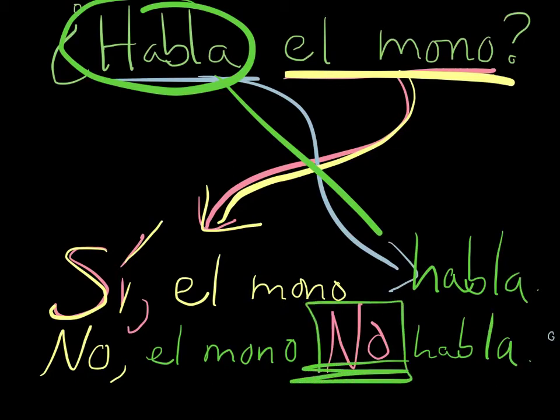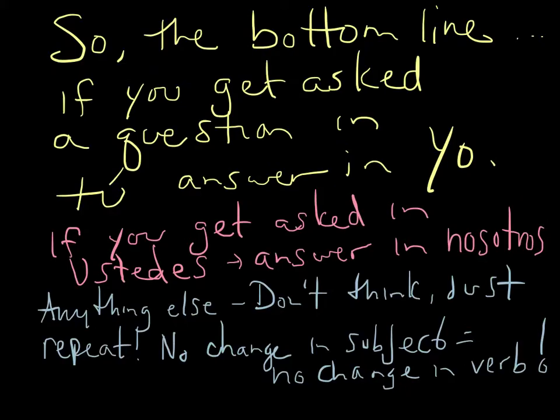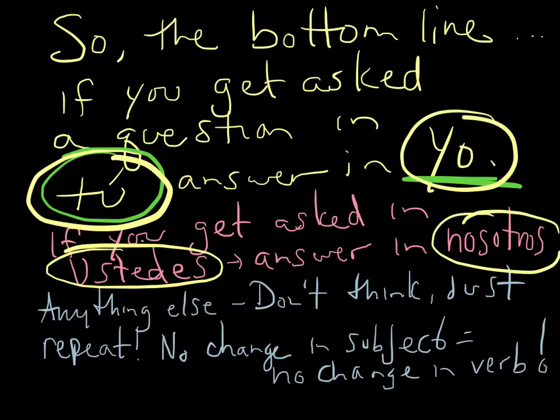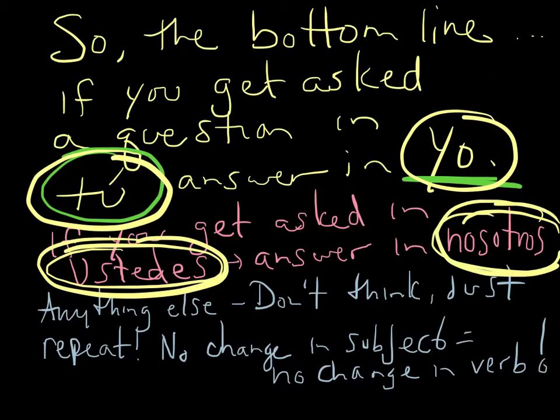Okay, so the bottom line is if you get asked a question, which would come at you in the tú form, asking specifically just about you, you answer in yo. If you get asked a question in ustedes, meaning how are you and all of your friends feeling, or what are you and all of your friends doing, you would answer in nosotros. So we've done that. Tú goes to yo, ustedes goes to nosotros. Anything else, any other subject, Miguel, Jose, Javier, los monos, los escritorios, las vacas, whatever else, don't think. Just repeat the verb that I gave you, or the quiz gave you, or the other person speaking gave you.